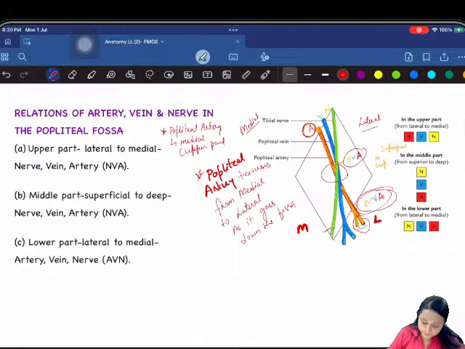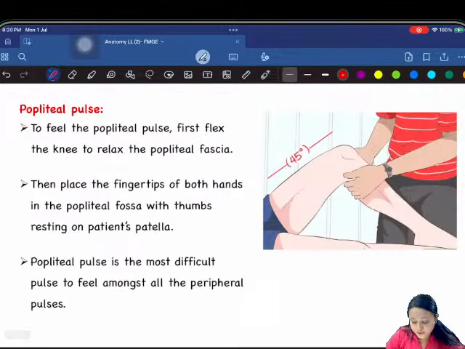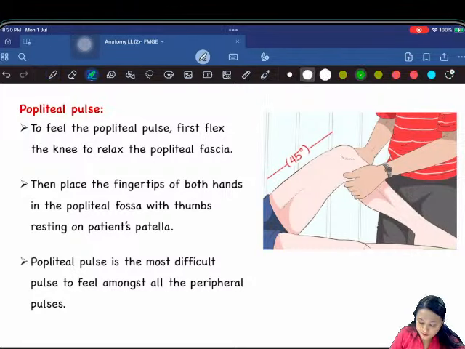All right. Now let us study the popliteal pulse, because so many questions have been set on the popliteal pulse or the dorsalis pedis pulse, mostly on the peripheral pulse. So how do you feel the popliteal pulse? First of all, you will flex the knee so that you relax the popliteal fascia, and then you put the fingers of both the hands in the popliteal fossa with the thumbs resting on the patient's patella.